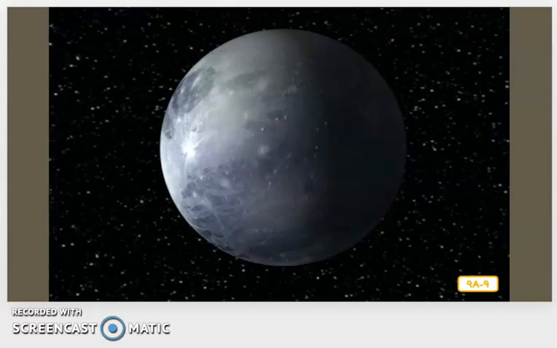Pluto is about 4 billion miles from the sun, so it is extremely cold and dark out there. The planet is made almost entirely of frozen nitrogen. Nitrogen is a type of gas, and nitrogen is even found in Earth's atmosphere. It takes Pluto about 243 Earth years to orbit the sun.